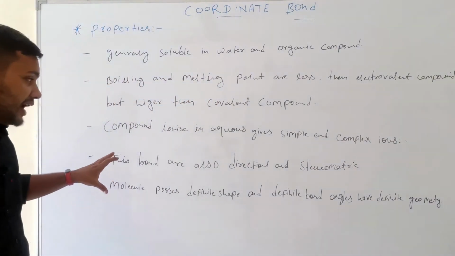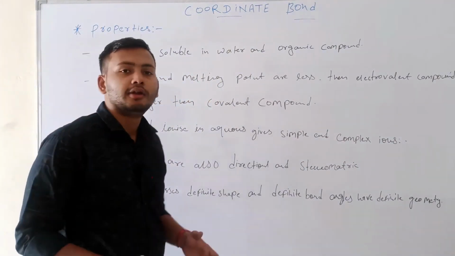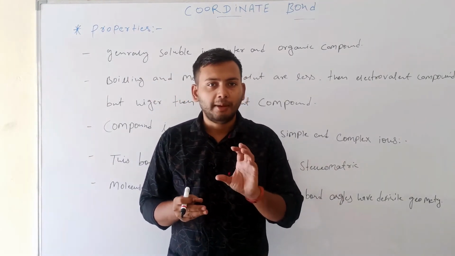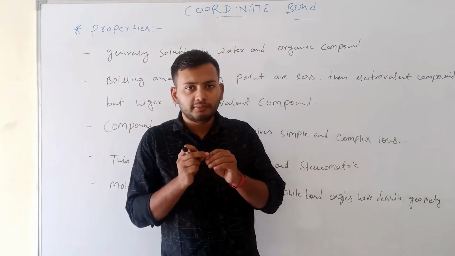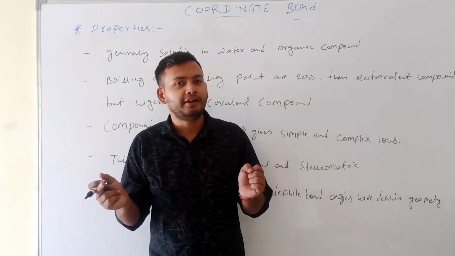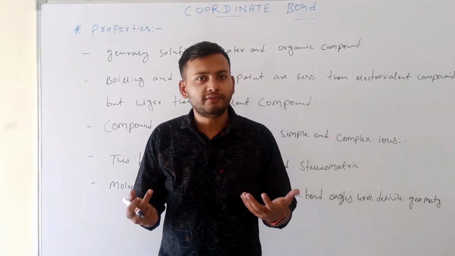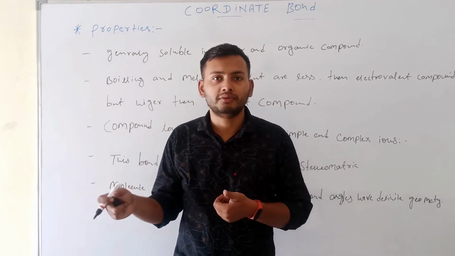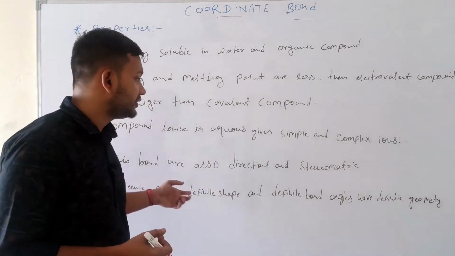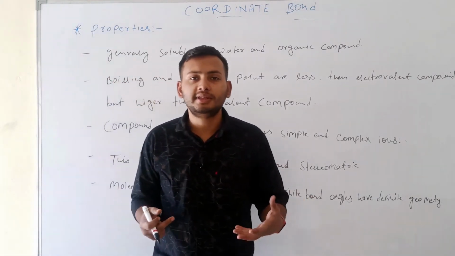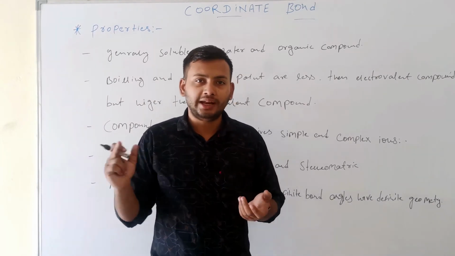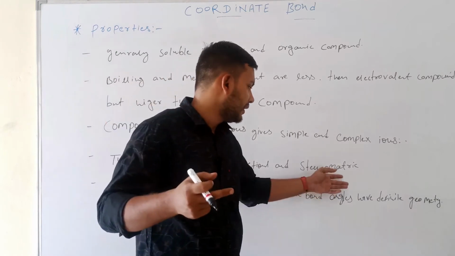These bonds are also directional and stoichiometric. Directional means the bonds form in different directions, up, down, left and right, though we don't give an exact value of direction. Stoichiometric means the bonds form at particular angles and directions, and their ratio is called the stoichiometric value.